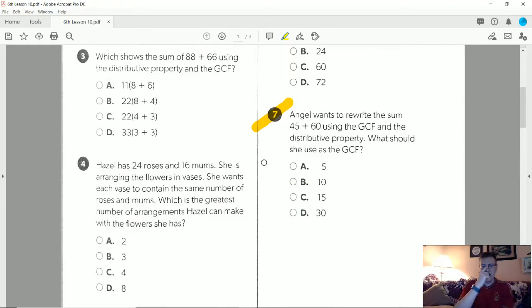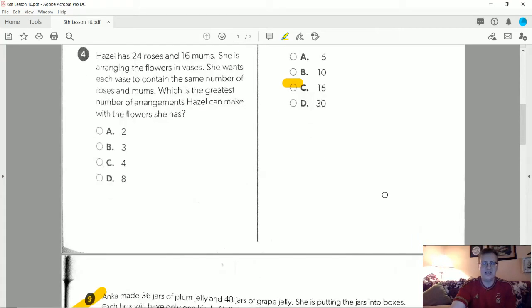Number 7, Angel wants to rewrite the sum 45 plus 60 using the greatest common factor and the distributive property. What should she use as the greatest common factor? That would be 15. So if I were to rewrite that problem, I would have 15 times, and then I would have 3 plus 4 inside parentheses.